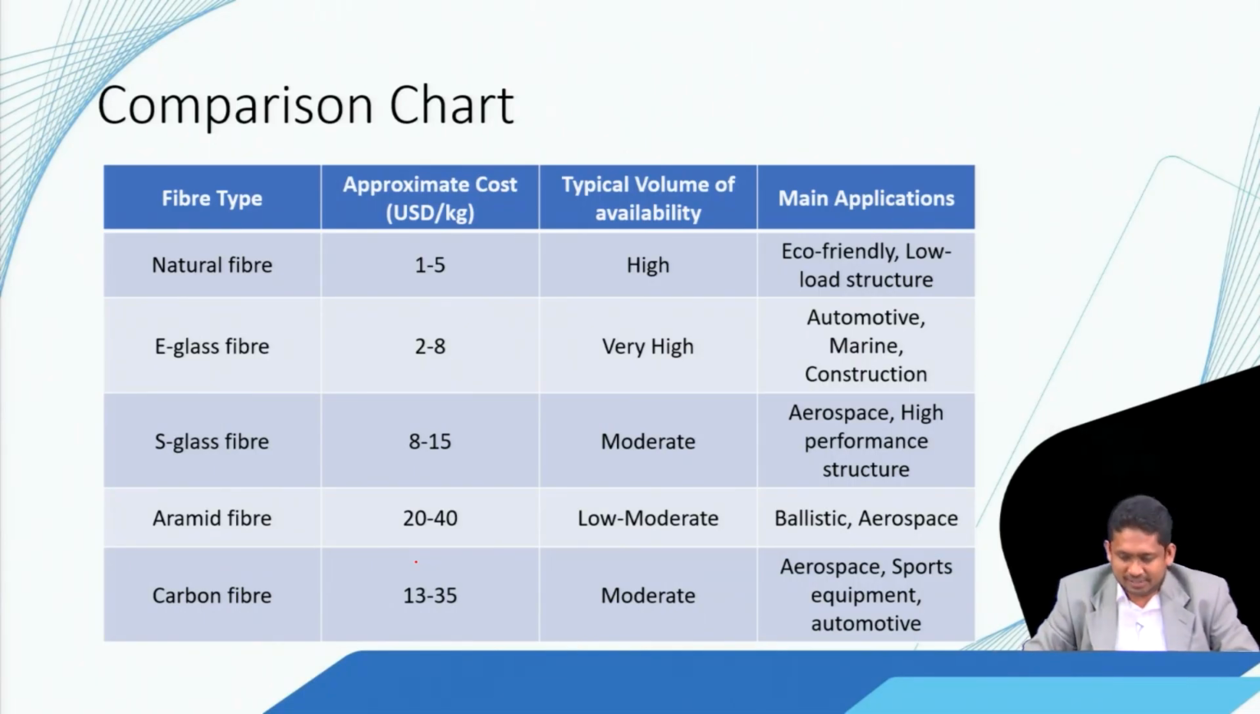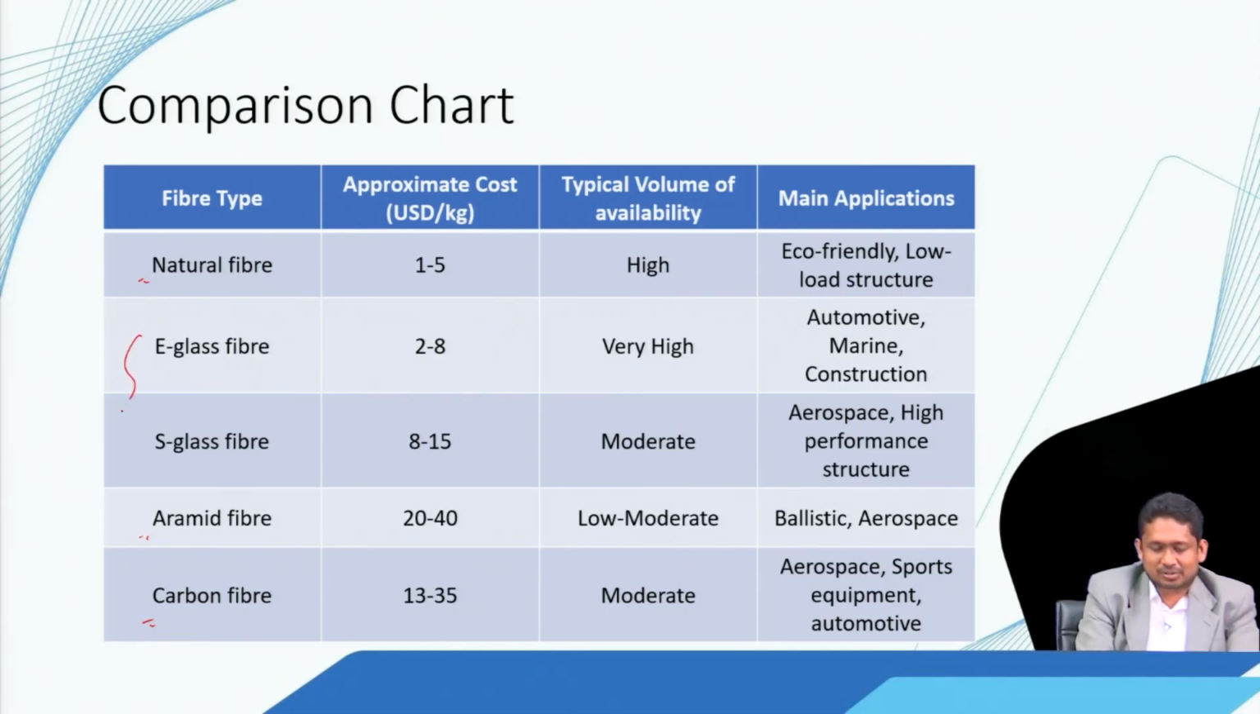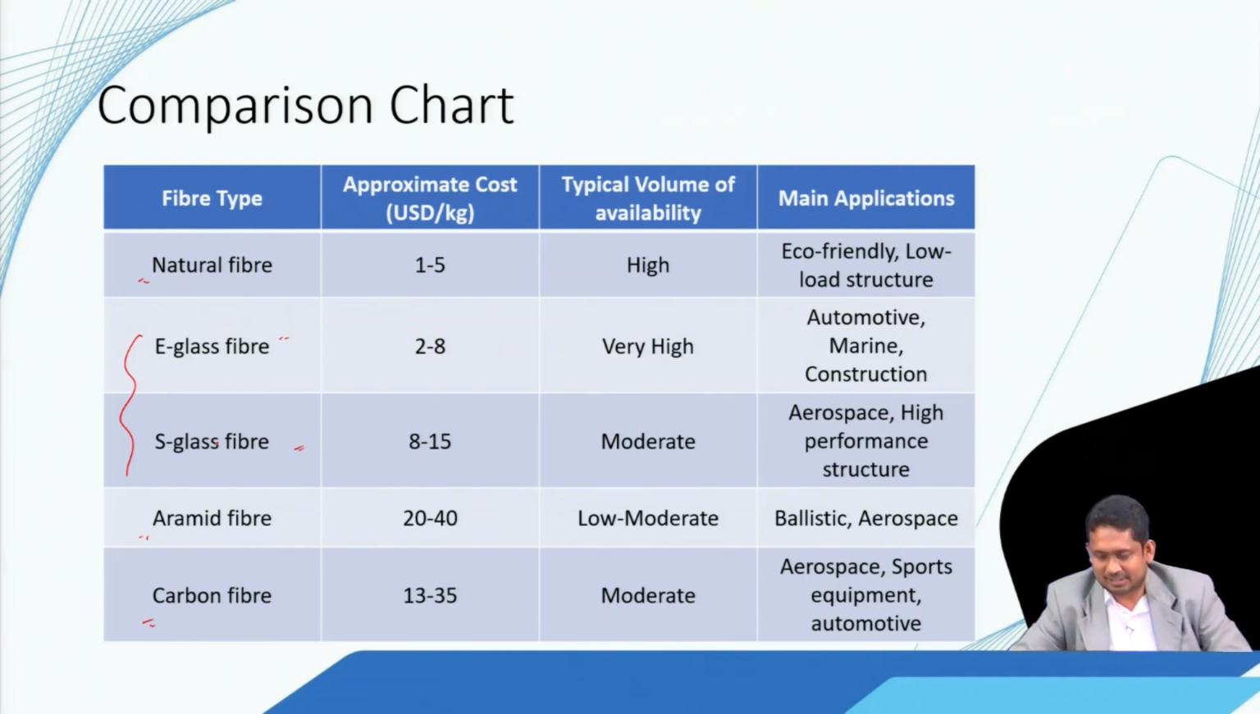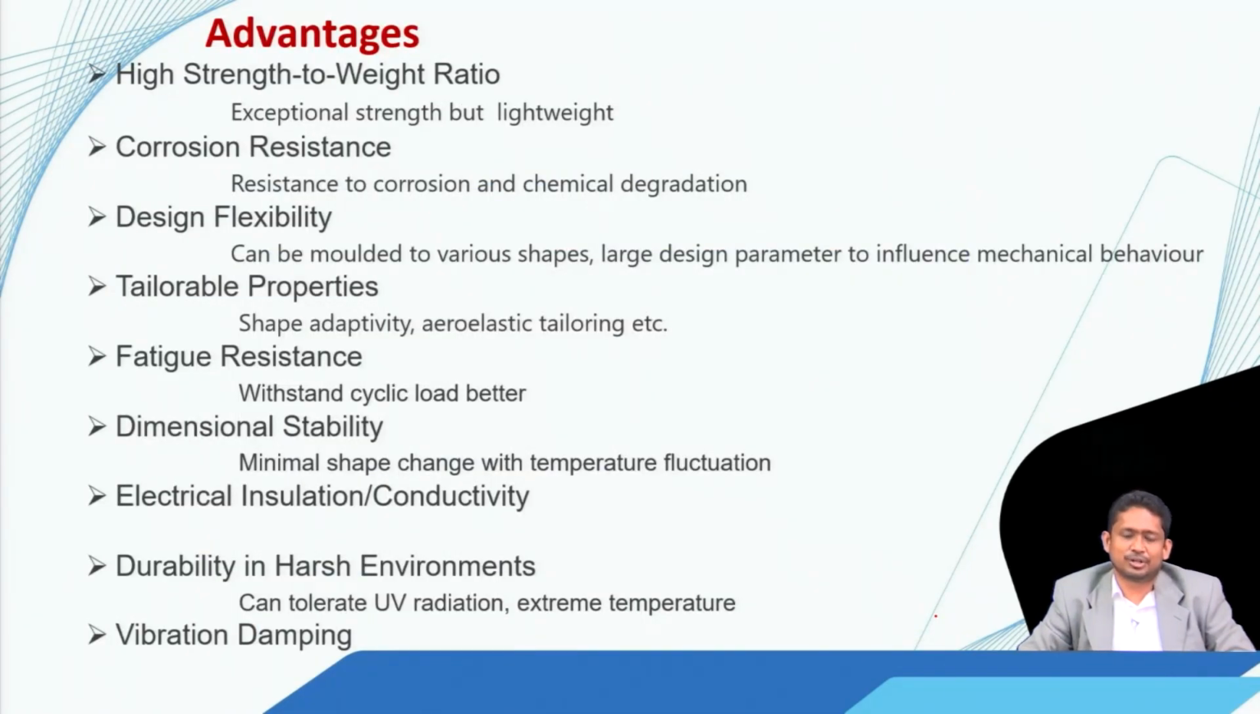Here let us see the comparison. If I look at the costs, natural fibers have the lowest cost, carbon fibers cost much more, aramid is almost the same as carbon fiber, glass fibers cost less, but S-glass fiber costs more, E-glass fiber costs less, and we have already looked into the applications. Now let us look into various advantages and disadvantages of composites.